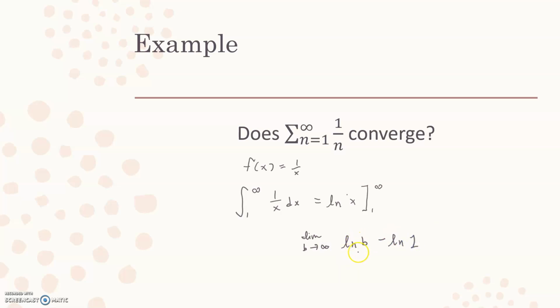And natural log of b, as b goes to infinity, would be infinite. So this one diverges. So that means that this series, 1 plus 1/2 plus 1/3 plus 1/4, which is actually a very famous series, diverges by the integral test.